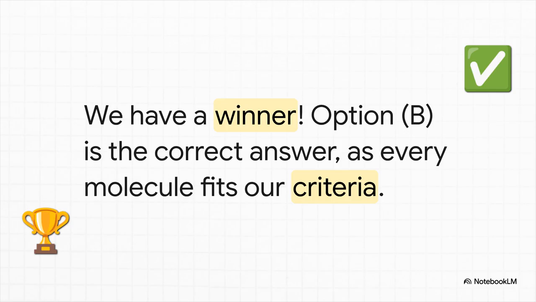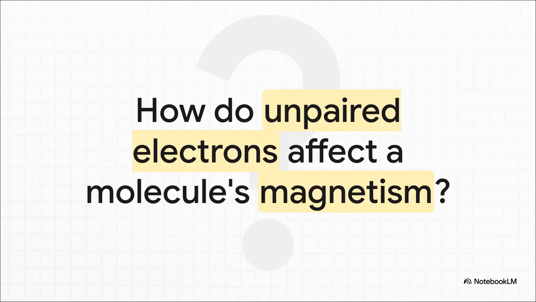Puzzle solved. So that wraps up our investigation, but here's a little something extra to think about. Those same molecular orbital diagrams we use to find the bond order can also predict a molecule's magnetic properties. So how do you think those unpaired electrons in the diagrams might affect whether or not a molecule is attracted to a magnet? That's a good one to chew on.